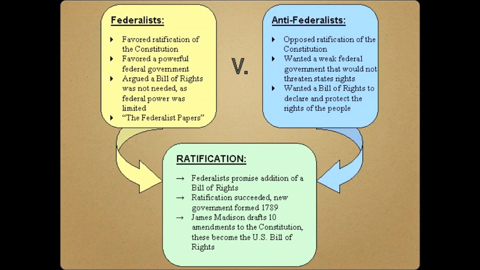Ratification process. The Federalists promise addition of a Bill of Rights. Ratification succeeded. New government formed in 1789. James Madison drafts 10 amendments to the Constitution. These become the United States Bill of Rights.